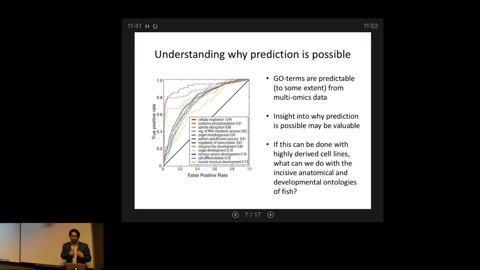So, you know, predicting GO terms for highly derived cell lines is one thing, but in zebrafish you have really incisive anatomical and developmental ontologies that might allow a lot more power for this kind of analysis and a lot more interpretability. Right, a lot more interpretability in saying, okay, we can predict cellular respiration from multi-omics data. Well, that's great. What does that mean? In fish, this sort of analysis might correspond to really getting at the roots of organogenesis, stem cell specification, et cetera.